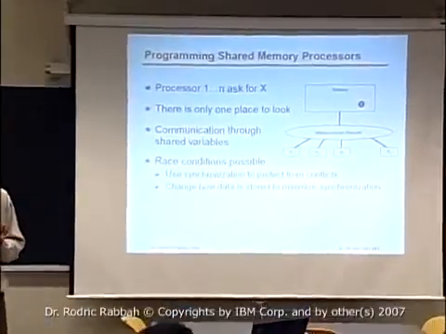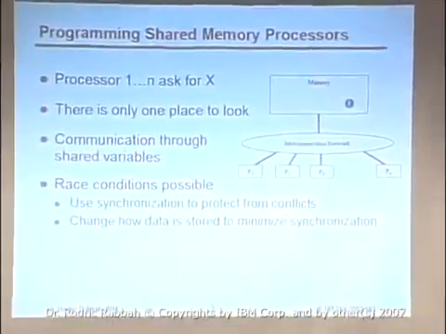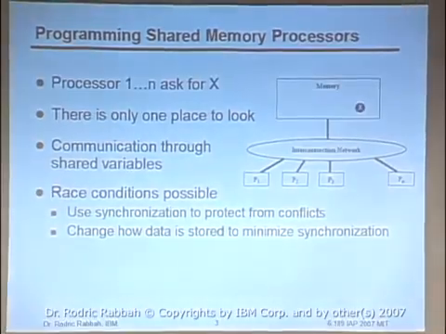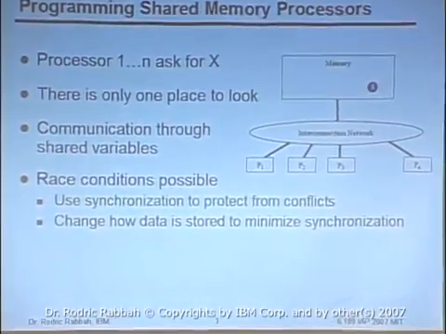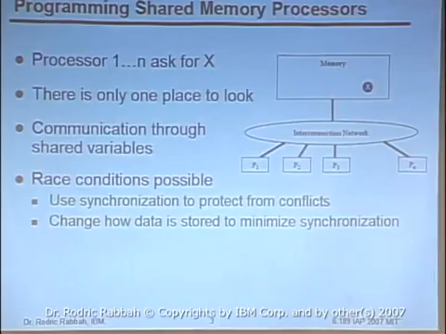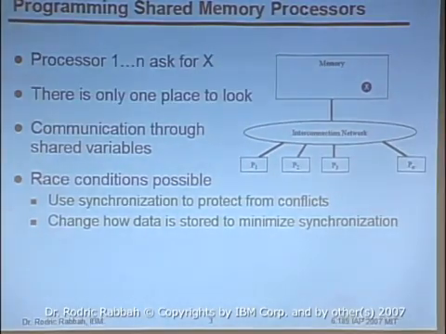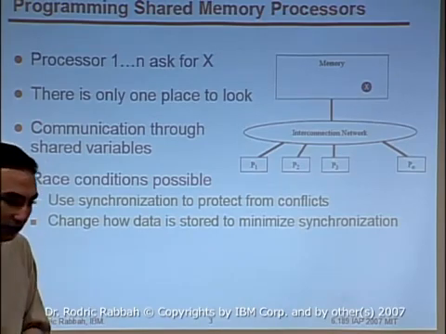So in shared memory processors, you have, say, n processors, 1 to n, and they're connected to a single memory. And if one processor asks for the value stored at address x, everybody knows where to go look, because there's only one address x. So different processors can communicate through shared variables, and you need things like locking, as I mentioned, to avoid race conditions or erroneous computation.